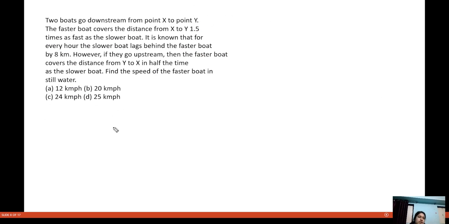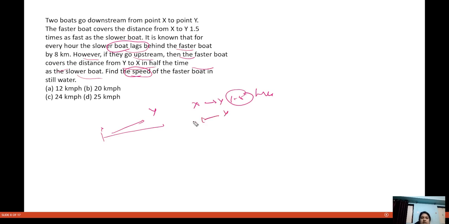See students, look at this question. The question is saying that two boats are going from points X to Y, and the faster boat covers the distance X to Y 1.5 times as fast as the slower boat. It is known that every hour the slower boat lags behind the faster boat by 8 kilometers. However, if they go upstream, then the faster boat covers the distance from Y to X in half the time. Find the speed of the faster boat.